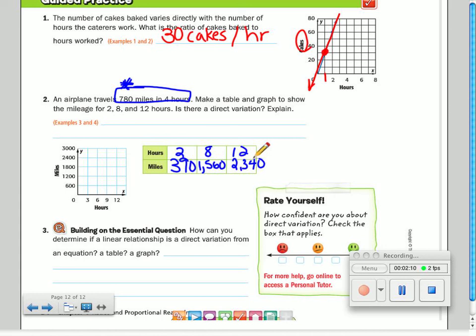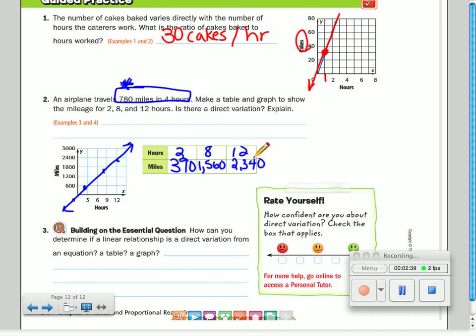Now, we're going to graph this to the best of our abilities. The first one up here is over 2, up 390. I'm just going to guess, well, it's a little bit higher than I wanted it to be. The next one is 8 over 1,560. I'm going to guess right around here. And then the last one is 12 over 2,340. Maybe right around here. Connect your dots the best of your ability.